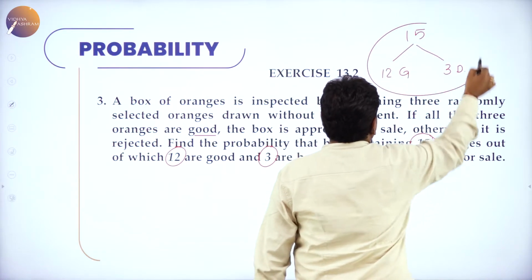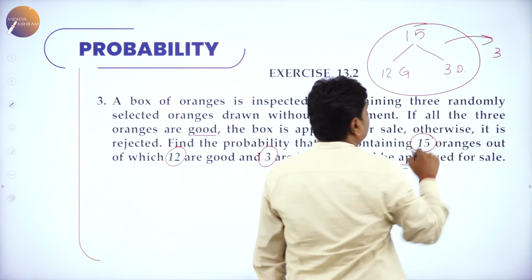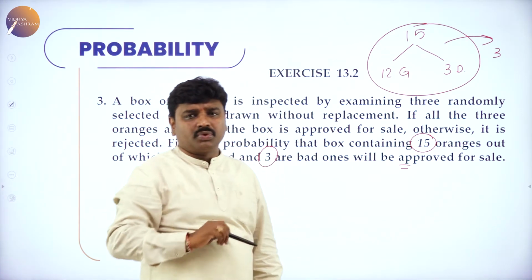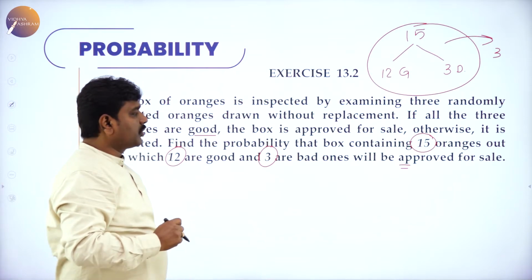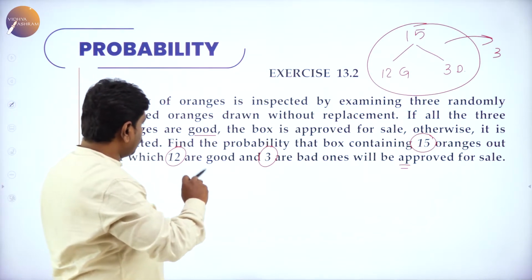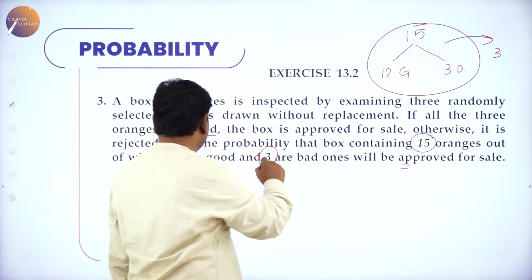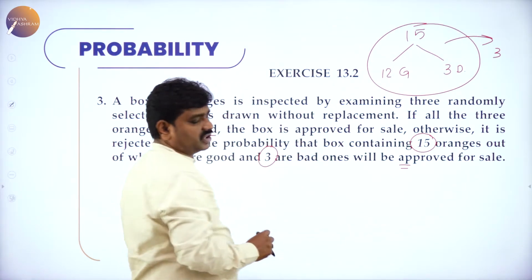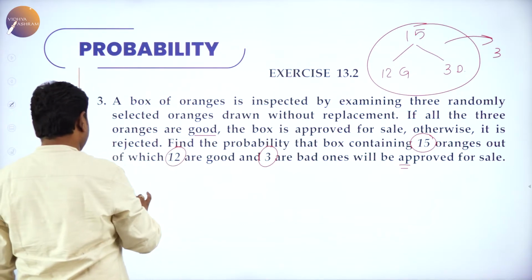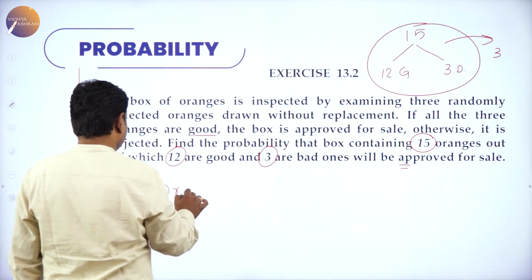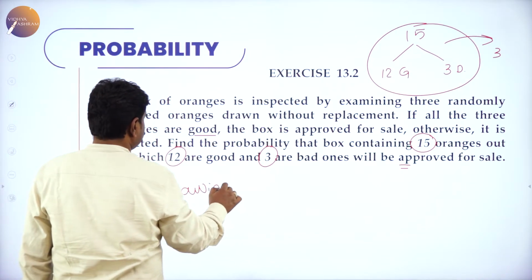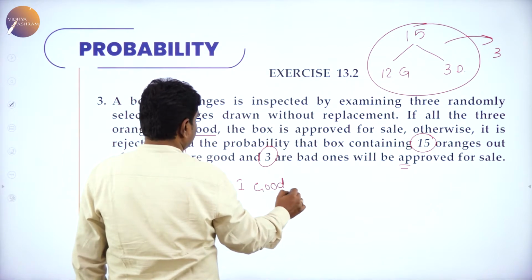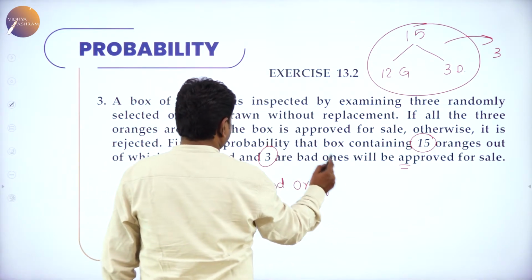So now you will select 3, one after the other without replacement, and if all 3 are good, then it is approved. So now they are asking for the probability of approving, that is, the probability that a box containing 15 oranges, of which 12 are good and 3 are bad, will be approved for sale. So simple. First let us define A: drawing the first good orange. What is the probability of drawing a first good orange?